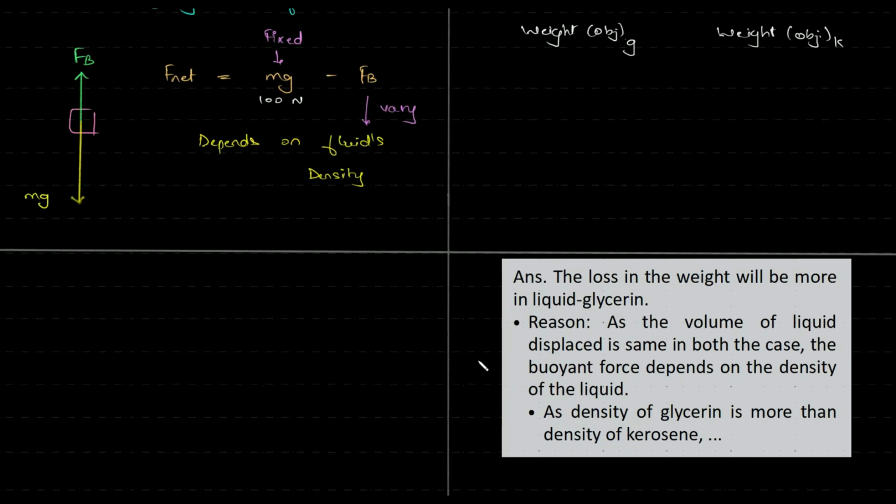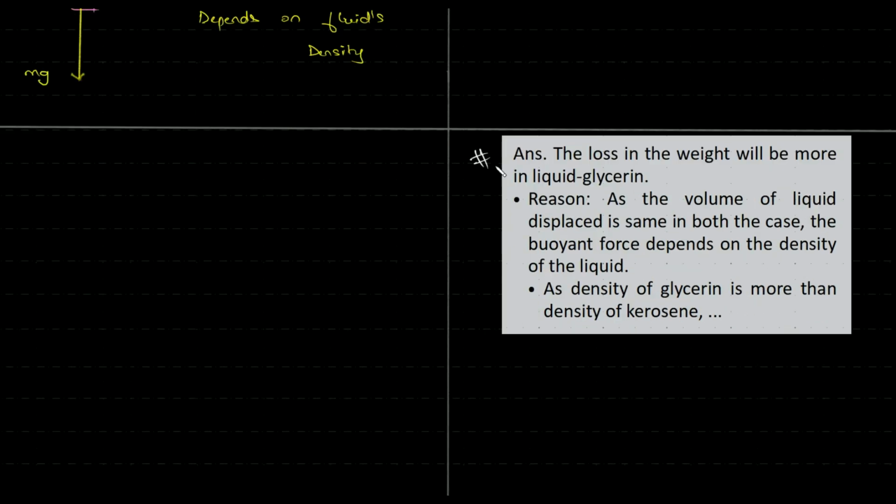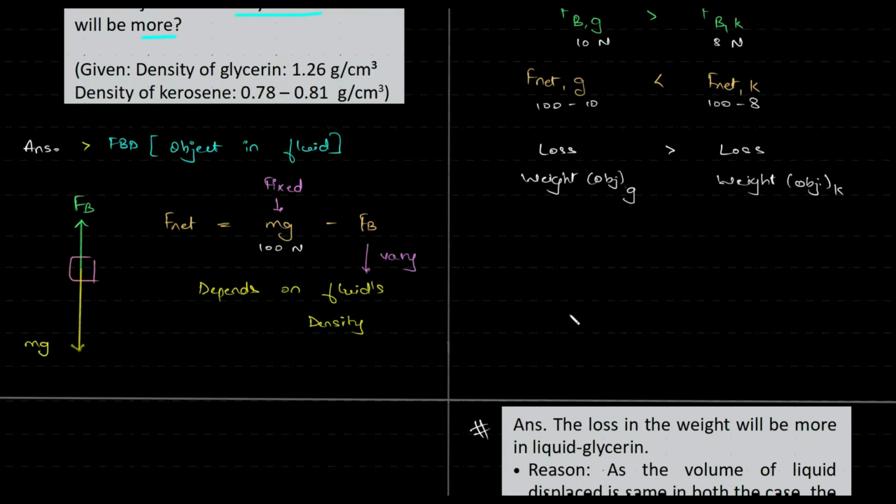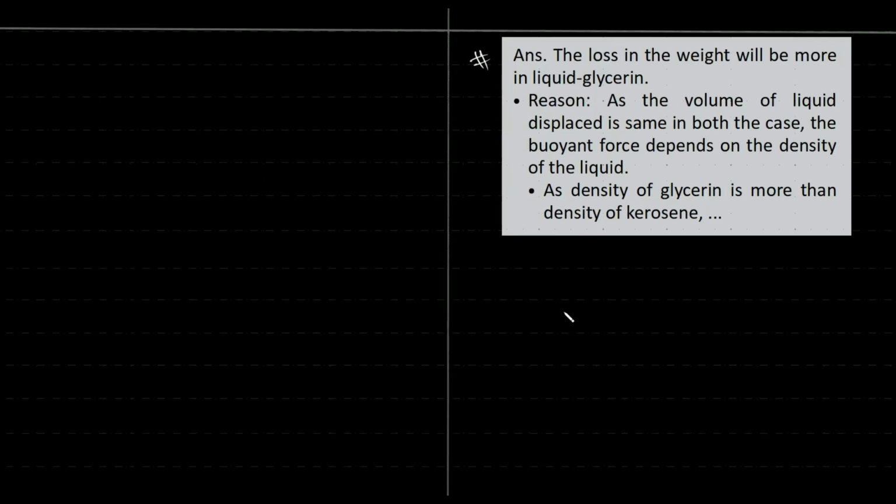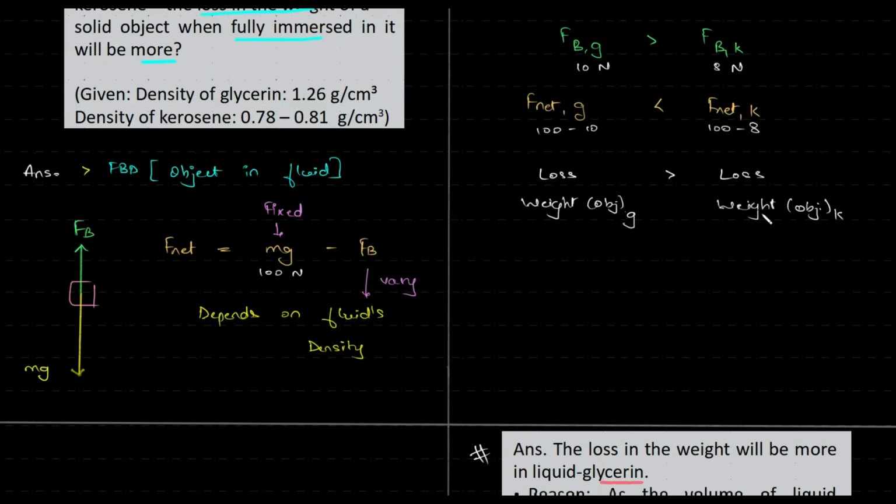Right guys, so of course in your exam we need to write it. Actually explaining this way also is correct, but in the exam I'm sure you guys will be confused and won't be confident to write. So you guys can write this answer. The loss of weight will be more in glycerin. So you need to underline glycerin, as the volume of the liquid displaced is the same. The buoyant force depends on density. If you underline this, you'll be done. And the density of glycerin is more than that of kerosene.